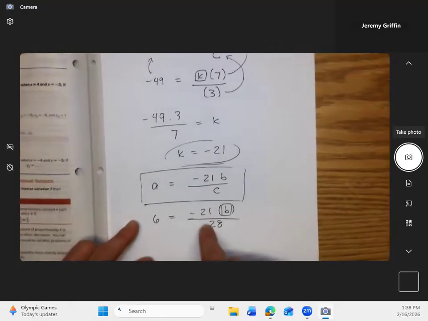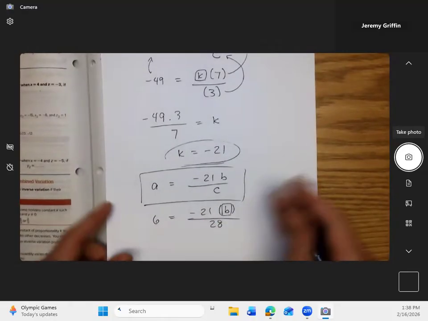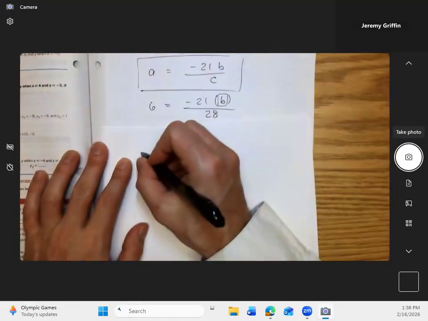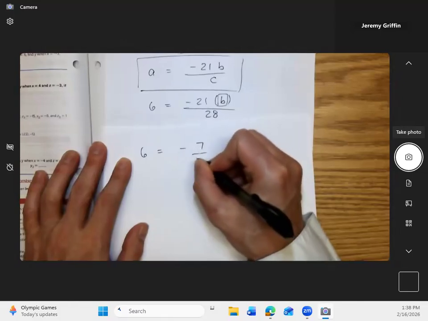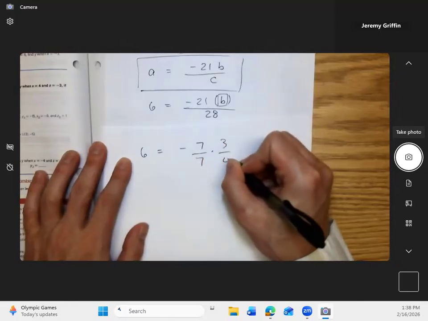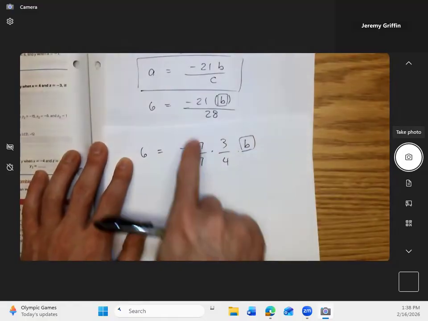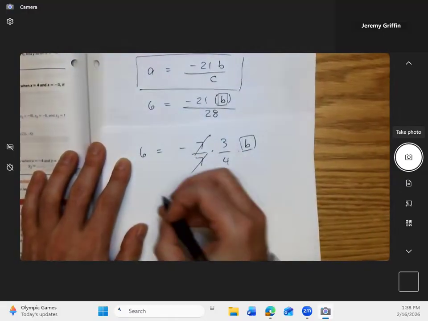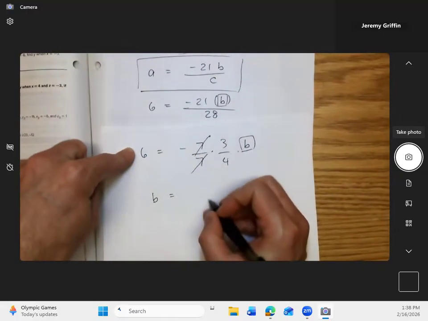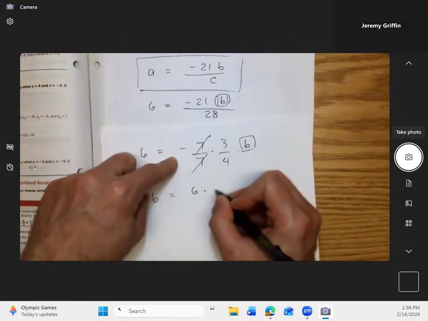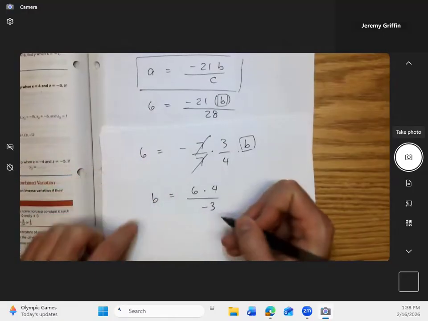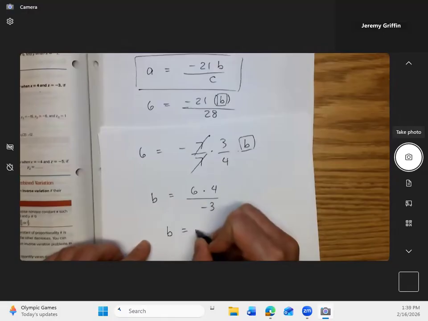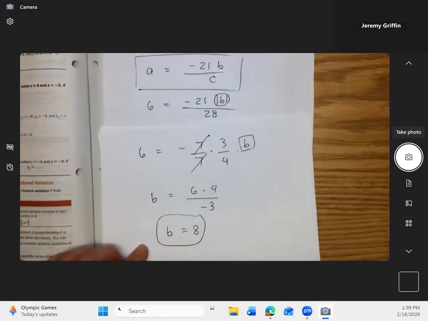Okay, so got this set up. Now 21 and 28 are both multiples of 7, so maybe I'll pull a 7 out. Let's get some more paper. Continue this down here. So 6 is equal to negative, I pull out 7 over 7, I got a 3 over 4, and I got a B up here. The 21 became 7 times 3, and the 28 became 7 times 4. So B is equal to, take the 6, multiply it by 4, divide by -3. 6 over -3 is -2, times 4. I think B is 8. And there you go, I got your answer.